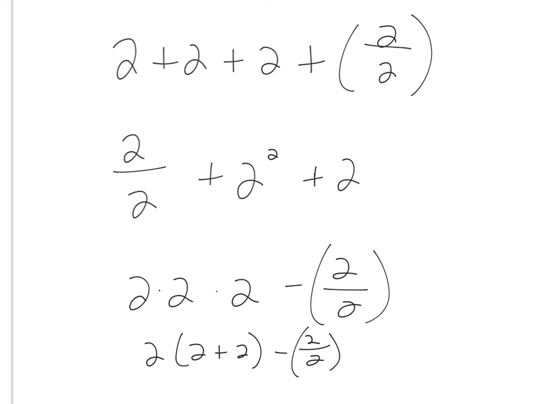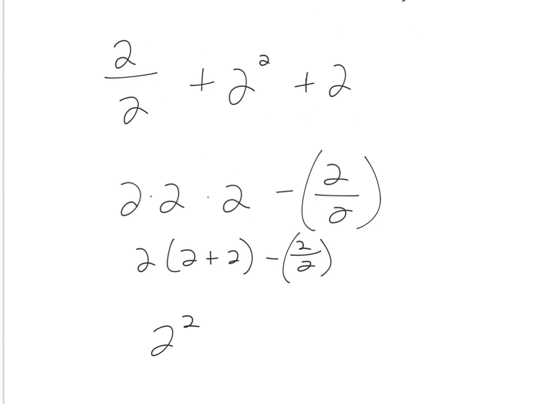What do we got? Let's see. 4 times 2 is 8. 8 minus 1 is 7. Perfect. Very good. Anything else? Two squared times 2 minus 2 over 2.